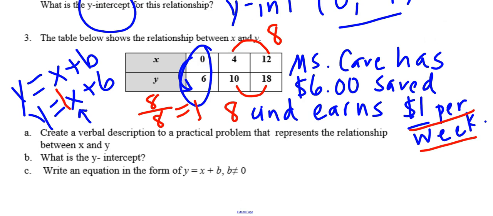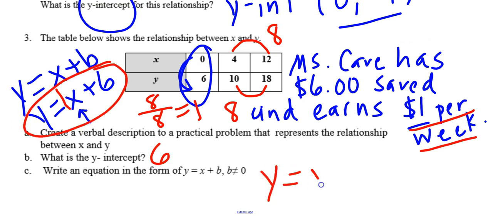So the y-intercept here, just like we talked about, is going to be 6, the number that we're adding. And the equation, I already wrote it over here, but I'll write it again. Y equals x plus 6.